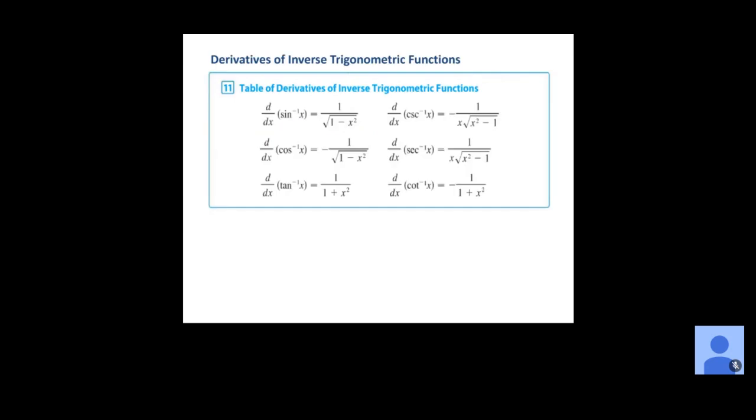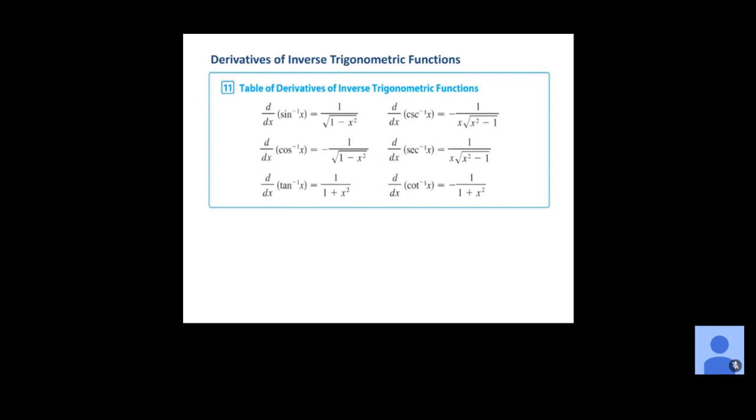All right, so here's our table that has all of our derivatives for our inverse trig functions. We already talked about inverse sine and inverse cosine. The derivative of arctangent is just going to be 1 over 1 plus x squared. Notice there's no square roots or anything for that one, so it's just 1 over 1 plus x squared.